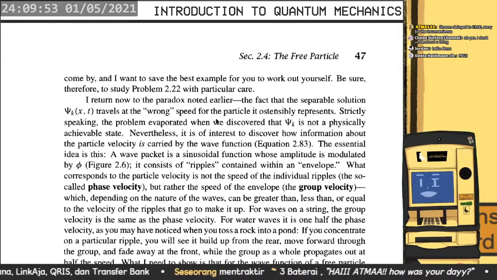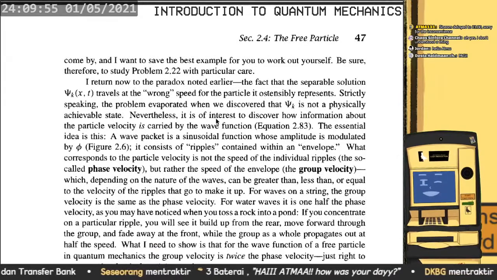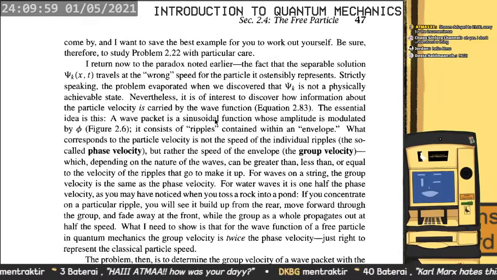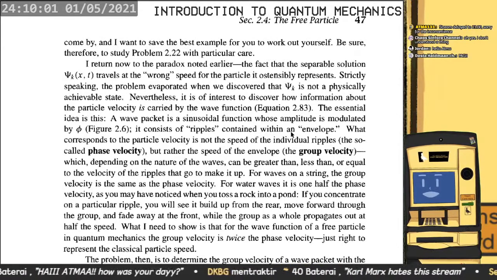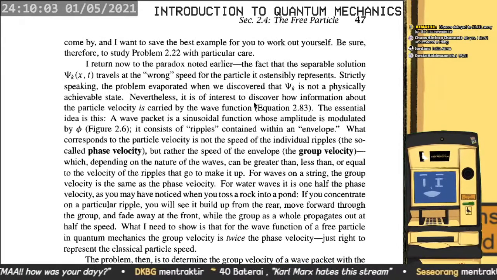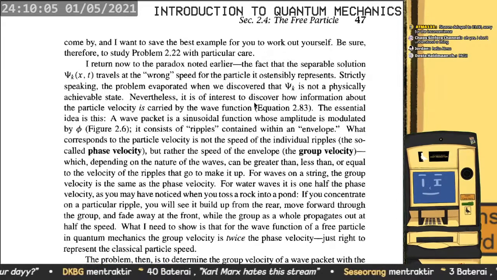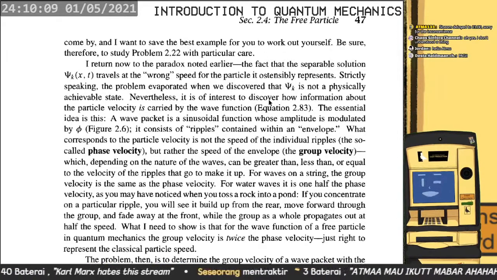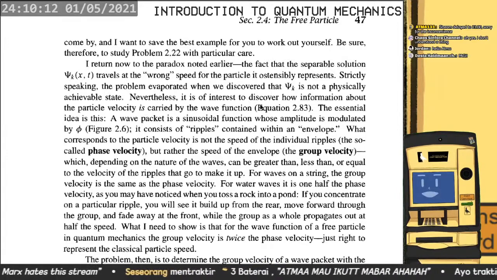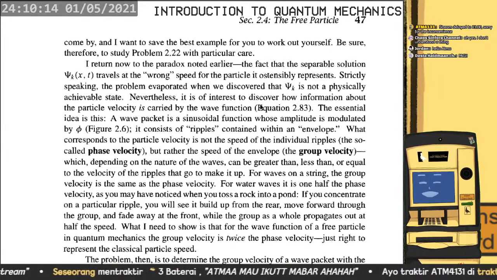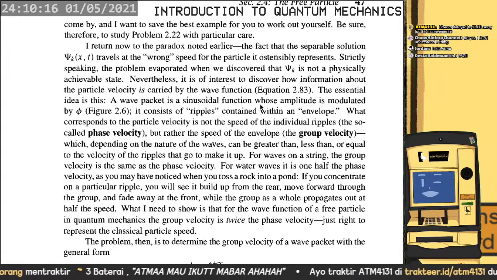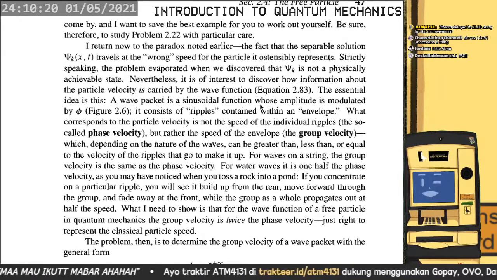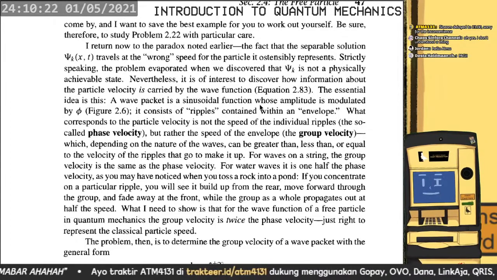I return now to the paradox noted earlier, the fact that the separable solution Ψ_k(x,t) travels at the wrong speed for the particle it ostensibly represents. Strictly speaking, the problem evaporated when we discovered that Ψ_k is not a physically achievable state. Nevertheless, it is of interest to discover how information about a particle's velocity is carried by the wave function.